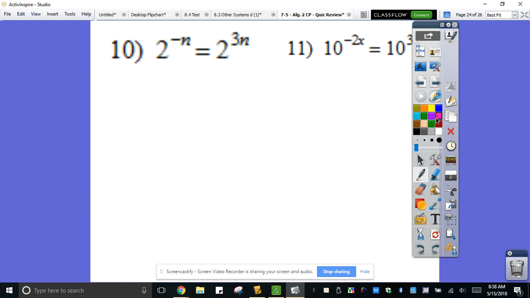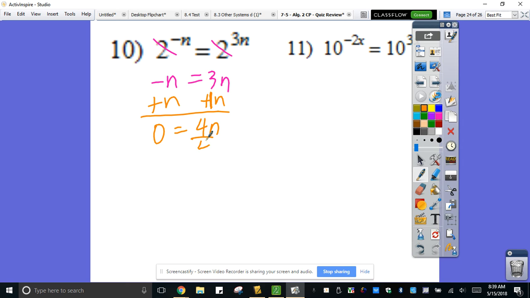Here, a common mistake of the student. When they eliminate this one here, negative 2n equals 3n. Oh, they're the same. Yes, they have the same n. It doesn't mean that the answer is no solution, all real numbers. Plus n here, plus n there, gives you 0 equals 4n, because there's an invisible 1 right here. Divide this by 4, divide this by 4, n is equal to 0.